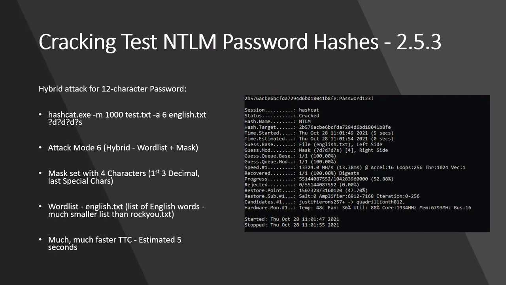All right, so let's try this one more time to see if we can't get it cracked even faster. Again, let's leave everything else the same, except be even a little bit more specific with the mask. Instead of using the custom character set, the mask this time is going to be set to the first three characters as decimals, and the last character is set as a special character. As you can see, we have ?d?d?d, there's the three decimals, and ?s for the special character. This time the password cracked in just 5 seconds.